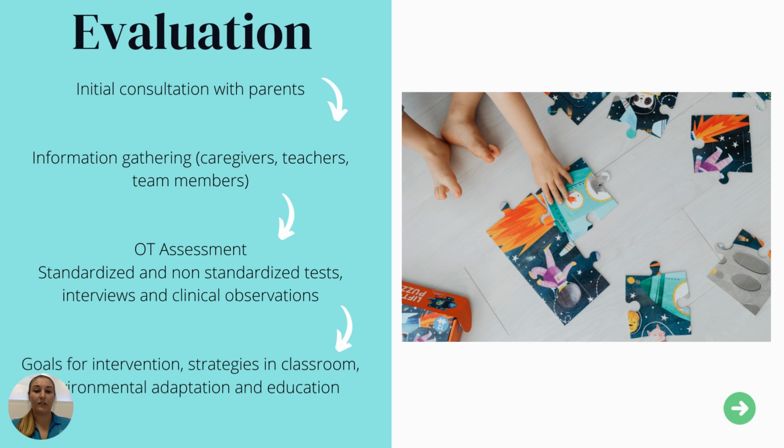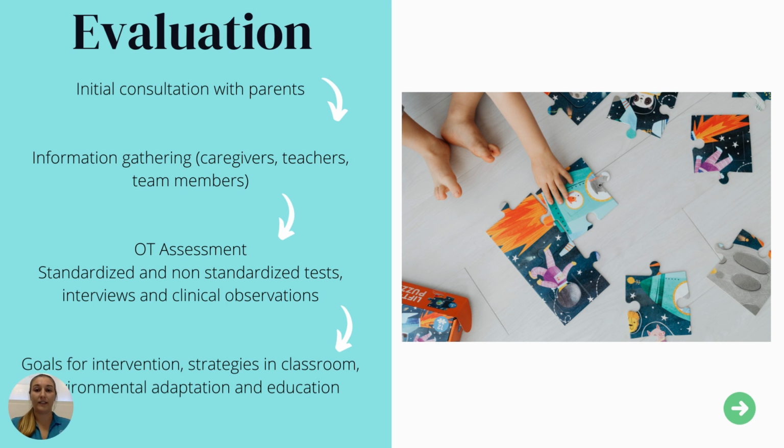Also, prior to coming in, families will complete paperwork about the child's medical history, birth history, and developmental history, and the areas of concern. After the assessment, the OT and the parents, as well as the client, depending on the child's age, will together decide on the occupational goals for the client. So this could include strategies in the classroom, environmental adaptations, and also education. Then there will be decisions about the type of intervention, implementation at school, at home, or in the clinic, and also the duration of sessions.